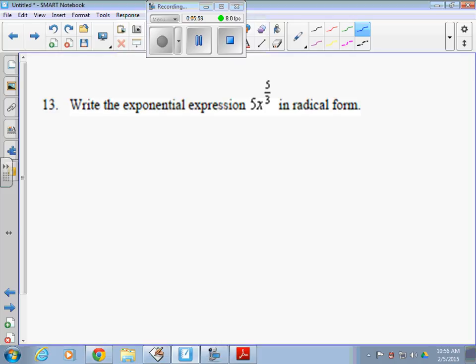Write this one in radical form. So it's 5 times x to the 5 over 3rd power. This is not being raised to the 5 over 3rd power. So what it looks like is 5 times, this is your index, cube root of x to the 5th power, like this.